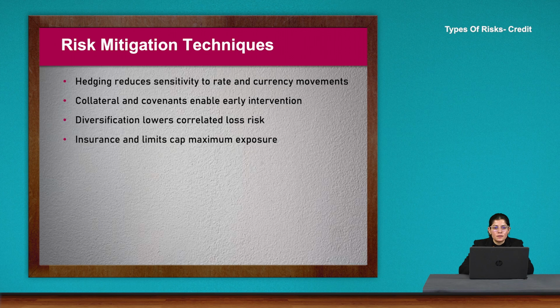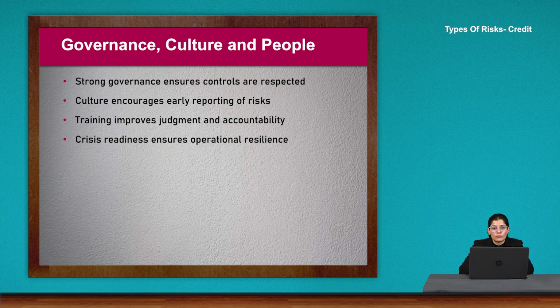It is on examples of mitigation techniques. First one is hedging. So use of forwards and swaps to reduce exposure to foreign exchange or interest rate movements. Second one is collateral or covenants. So secured lending with monitoring triggers will enable early intervention. Third one is diversification. So spreading the exposure across sectors and regions will reduce correlated losses. Then we have the fourth one, insurance and limits. So insurance covers exposure to specific events, and limits restrict maximum losses. Let's move to another slide.